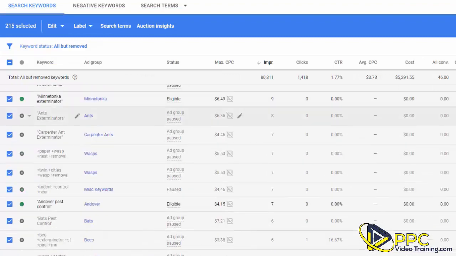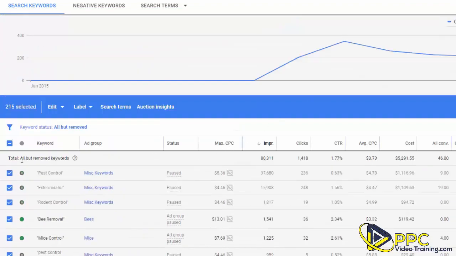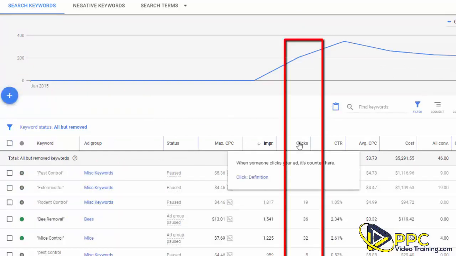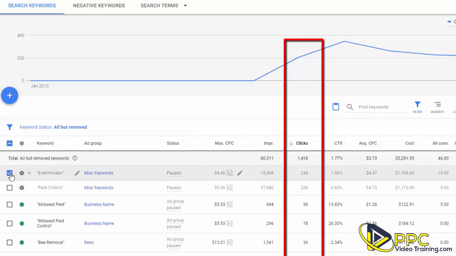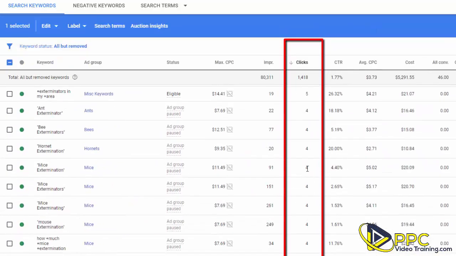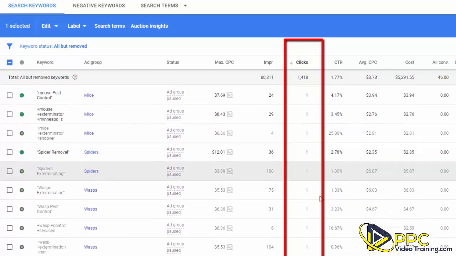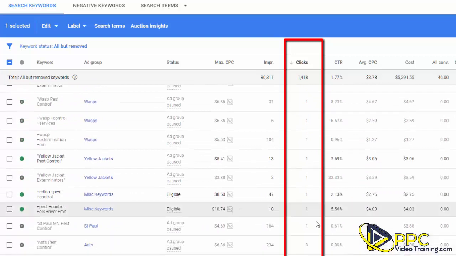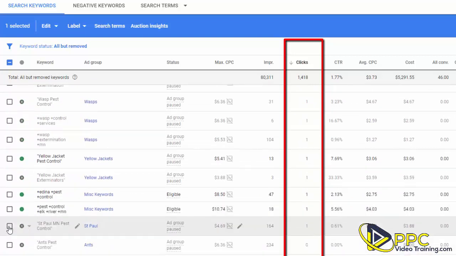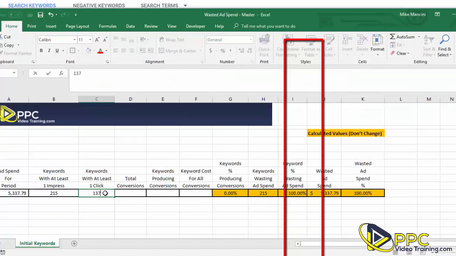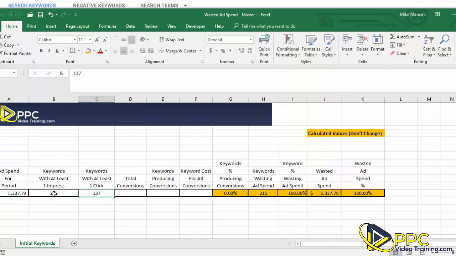Now I want you to go back to the top, unhighlight all these, and click on clicks. Sort by clicks. Click on the top keyword, scroll down till you can see that they stop getting clicks, and that is right here. I hold down Shift and then I click on that so it highlights all of them, and you can see 137 keywords. So 137 keywords got clicks, 215 got impressions.